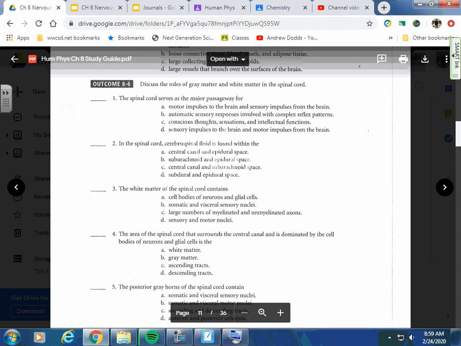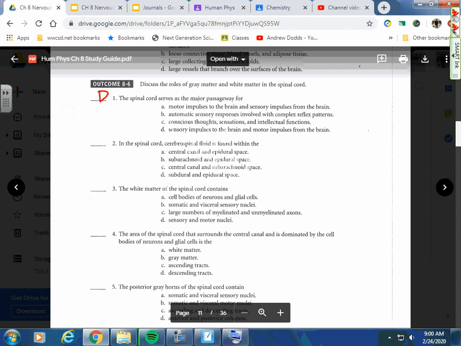So outcome 8.6, number 1 is going to be D. The spinal cord serves as the major passageway for sensory impulses to the brain. Sensory means information coming in, right? And motor impulses from the brain. Those are the messages going out, or the motor pathway.